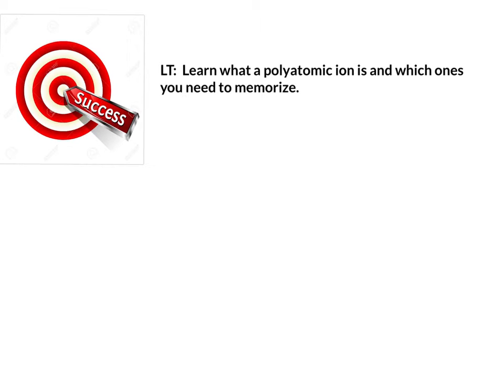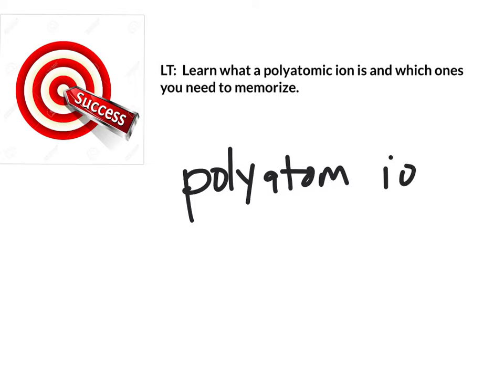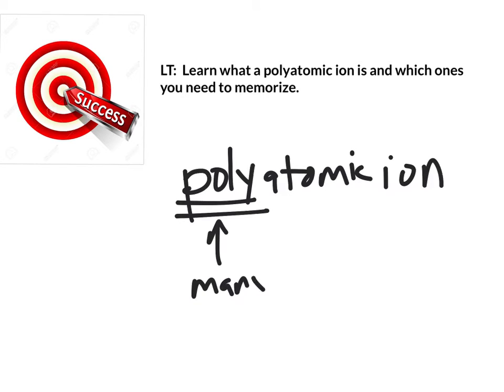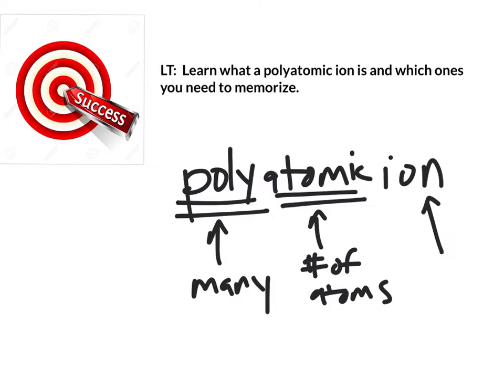In this video, you're going to learn what a polyatomic ion is and which ones you may need to memorize. So let's go ahead first and take a look at this word polyatomic ion. Okay, we know poly means many. Atomic refers to the number of atoms. So many atoms, and it's going to be many atoms together to make an ion. So that's what a polyatomic ion technically is. It's just an ion that's made up of a bunch of atoms.